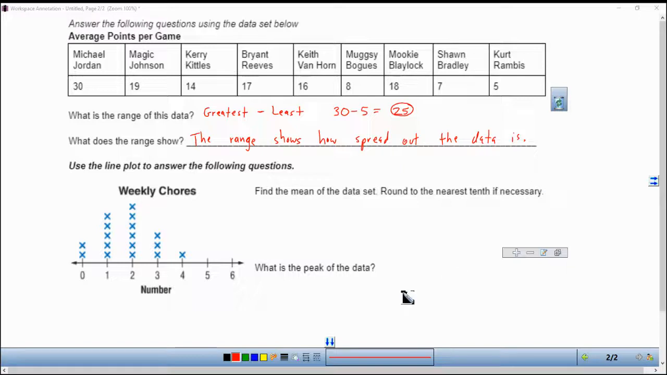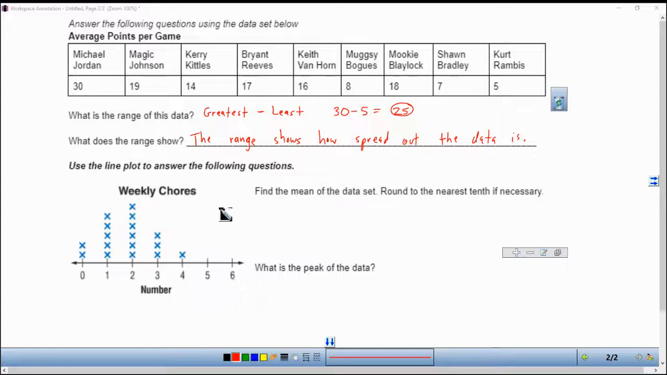All right, last but not least, let's look at this collection of data here. We have a line plot that is titled Weekly Chores. And you can see here that maybe these are students being asked how many chores they had each week, and that data was collected, and they used a line plot to show how many chores the class would do as a whole and individually. So it says find the mean of the data set.